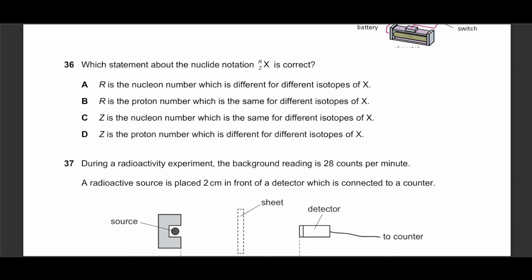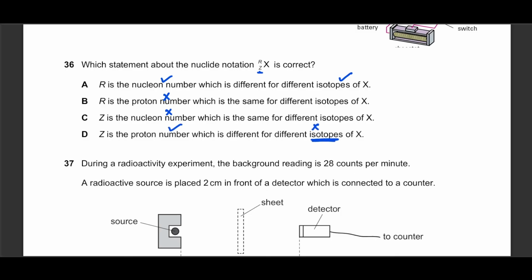Question 36. He says these are the nuclei notations of these components. What's R and Z? So R is the nucleon number. I can agree to that. And which is different for the isotopes of X. Yes, that is different for isotopes. R is the proton number. No, this is wrong. Proton number is Z. I'm not going to check the rest of the statement. Z is the nucleon number. No, it's the proton number. Z is a proton number, true, which is different for all the isotopes.